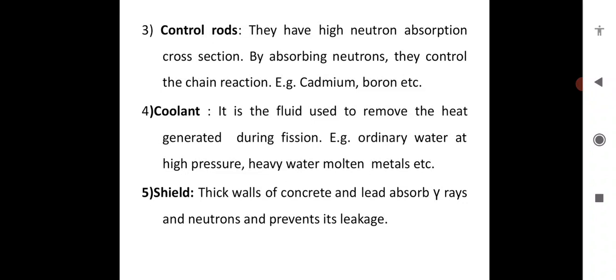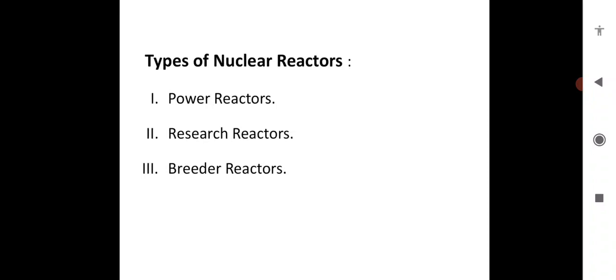Then the coolant, a fluid used to remove the heat generated during nuclear fission, like heavy water, molten metals, etc. Then the shield, thick walls of concrete and lead, absorbs gamma rays and neutrons and prevents leakage during the nuclear chain reaction.